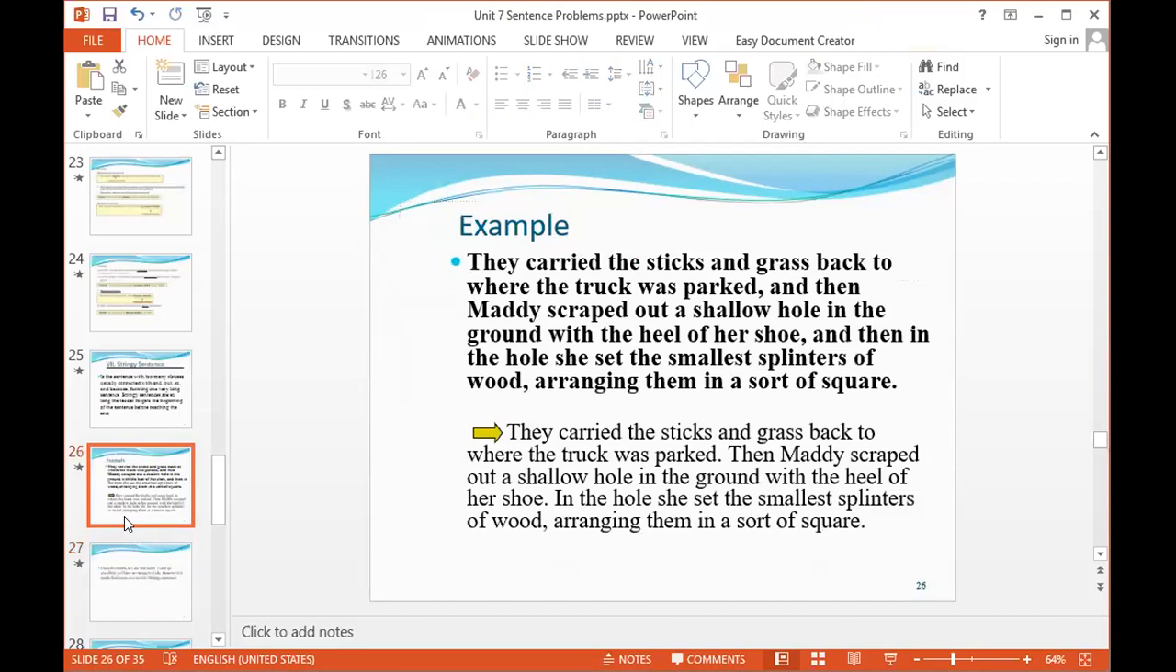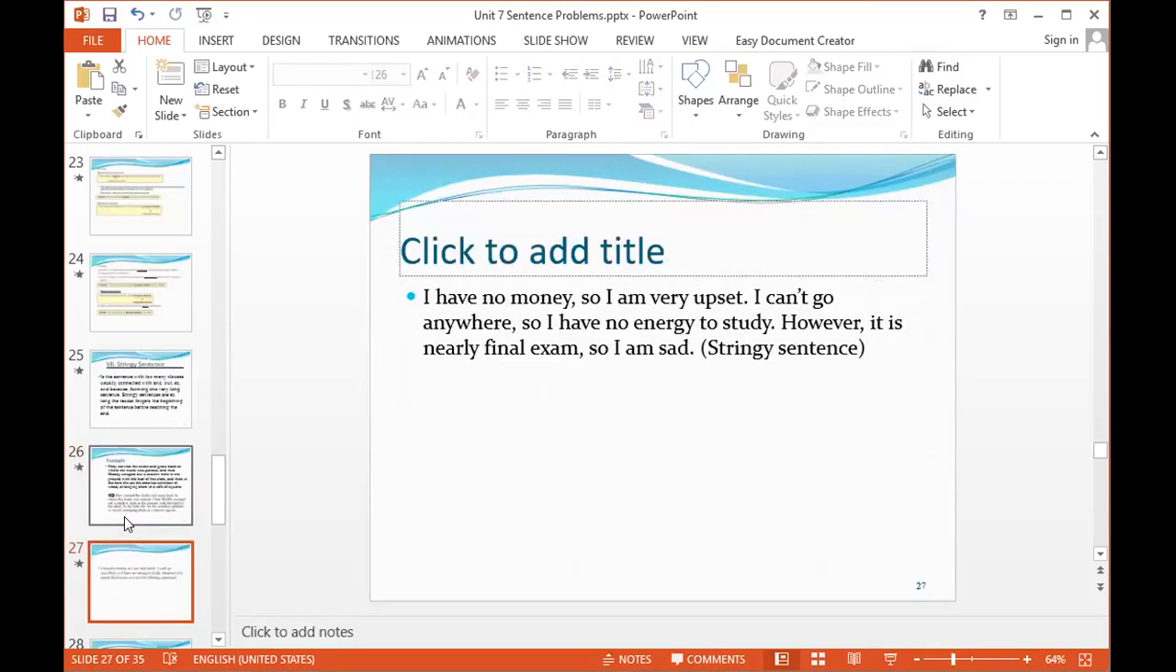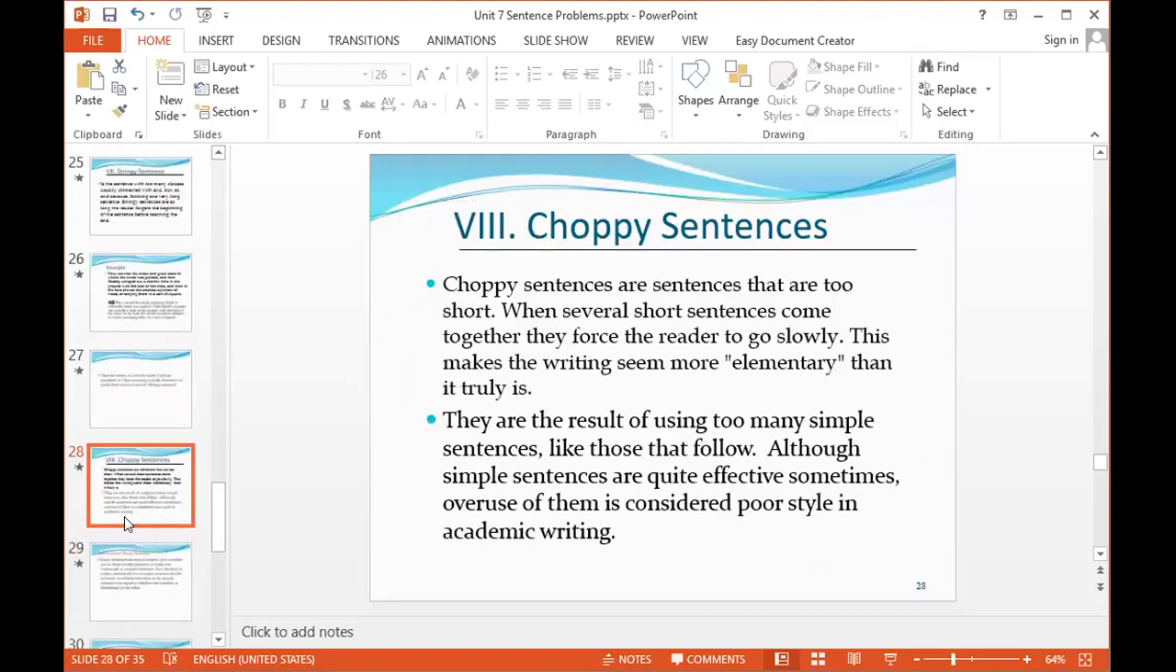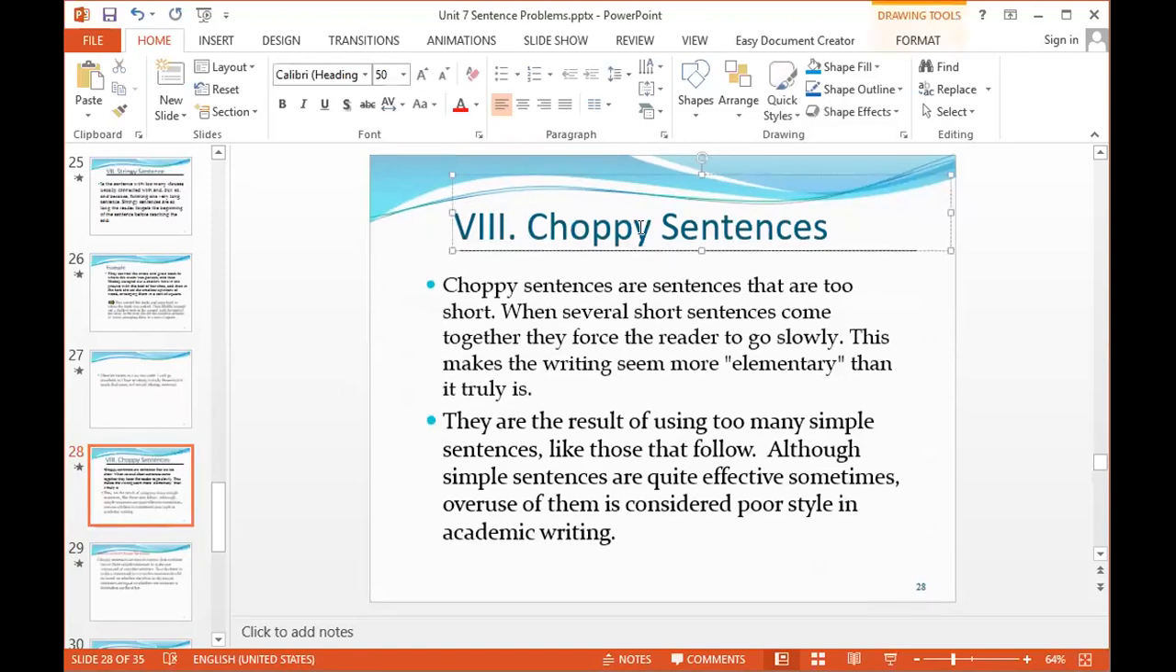Okay. This is called stringy sentence and how we correct it. When we correct, cut it down into 2 or 3 sentences. And the last one about it, we call it choppy sentence. This happens when we write a lot of short sentences.